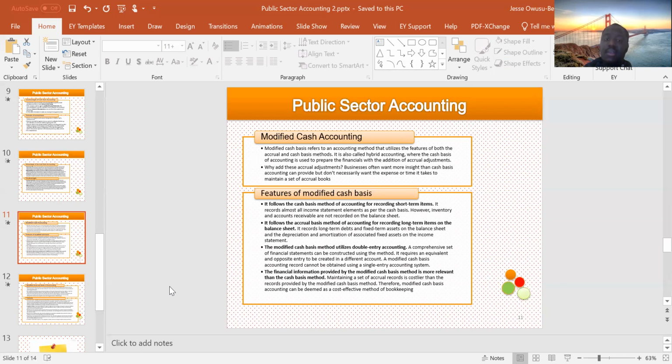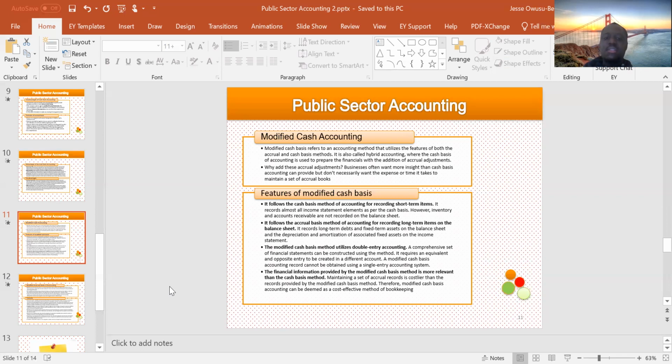So for short-term items, it records it based on the cash basis. For long-term items, it records it based on what? The accrual basis. It records long-term debts and fixed-term assets on the balance sheet and the depreciation and amortization of associated fixed assets on the income statement. So what do you need to keep in mind? For short-term items, the cash basis method of accounting is used. For long-term items, the accrual basis of accounting is used.